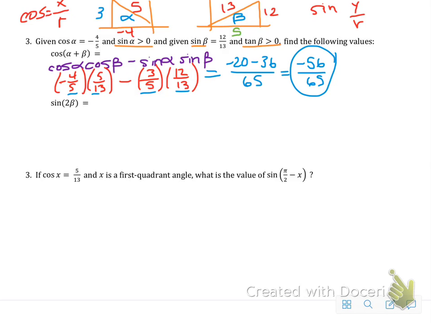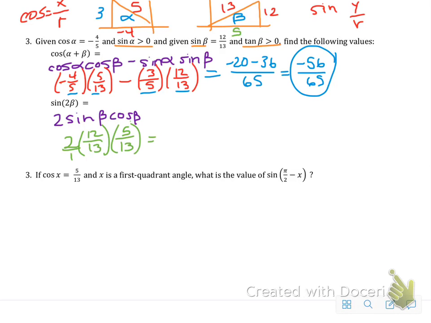Okay, we're going to do something very similar for the second portion of the problem, the sine of 2 beta, but we're going to use our double angle identity, which we just learned. So the identity is 2 sine beta cosine beta. Notice I did not change my angle because I don't know what beta is worth. So all I'm going to do now is take my trig ratios from my beta triangle. So it's going to be 2 times the sine of beta, which was 12/13, times the cosine of beta, which is 5/13.